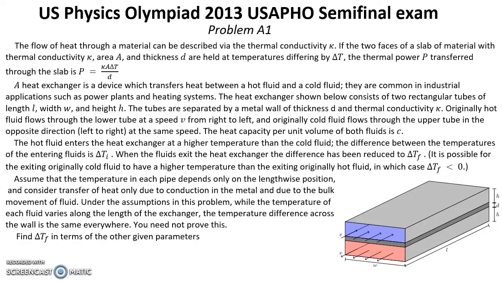Originally, hot fluid flows through the lower tube at speed V from right to left, and originally cold fluid flows through the upper tube in the opposite direction, left to right, at the same speed. The heat capacity per unit volume of both fluids is C. The hot fluid enters the heat exchanger at a higher temperature than the cold fluid. The difference between the temperatures of the entering fluids is delta Ti.